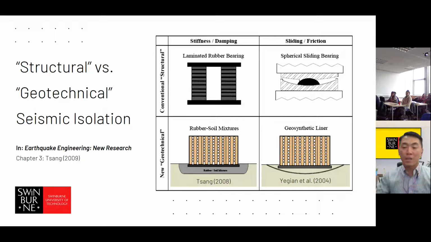Okay, so those are quite commonly researched, commonly adopted since the 1980s. But then since we proposed the new concept based on geotechnics, we proposed a group of geotechnical seismic isolation. And by analogy, the one based on soft foundation layer would be analogous to the use of laminated rubber bearing, and the use of a sliding layer based on geosynthetic liner can be analogous to the use of spherical sliding bearing. And this is how the concept of geotechnical seismic isolation was born.